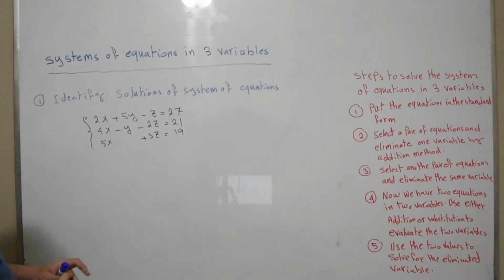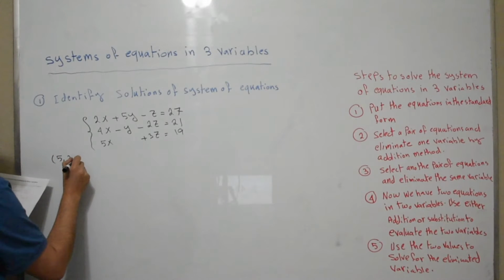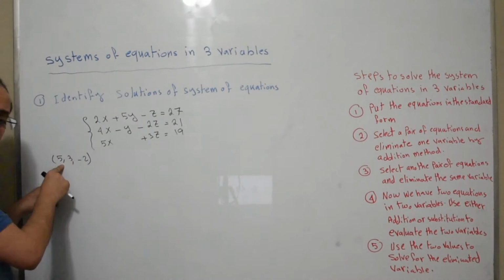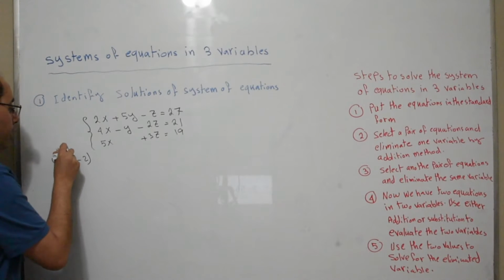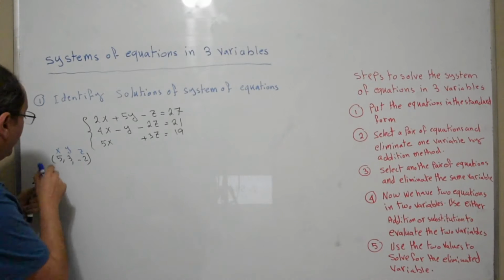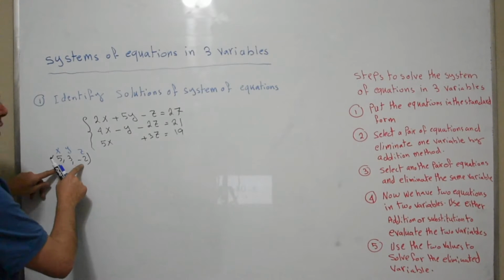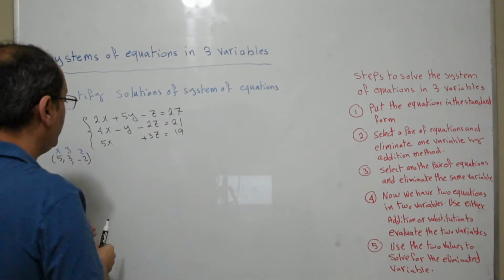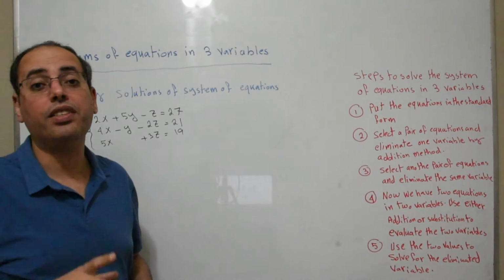Alright, so let's think about that. I want to determine whether the solution 5, 3, and negative 2 is a solution for this problem. This is the value of x, this is y, and this is z. In other words, x is 5, y is 3, and z is negative 2. So what I do here is plug these three values into the first equation, the second equation, and the third equation, and make sure that this solution satisfies every equation.